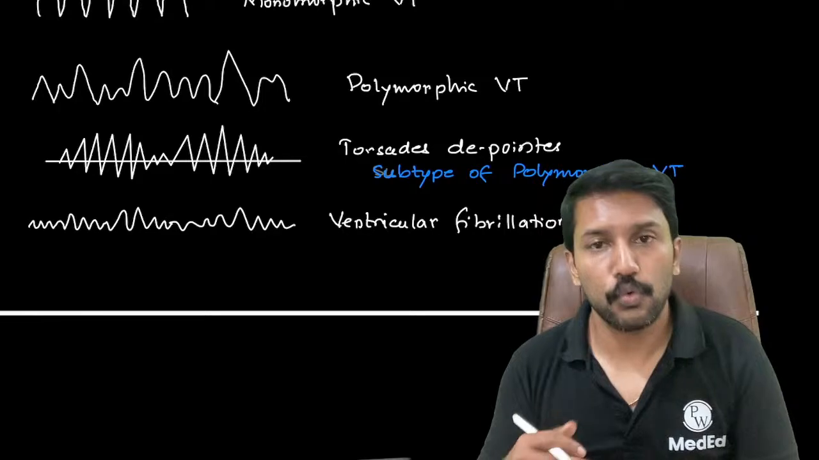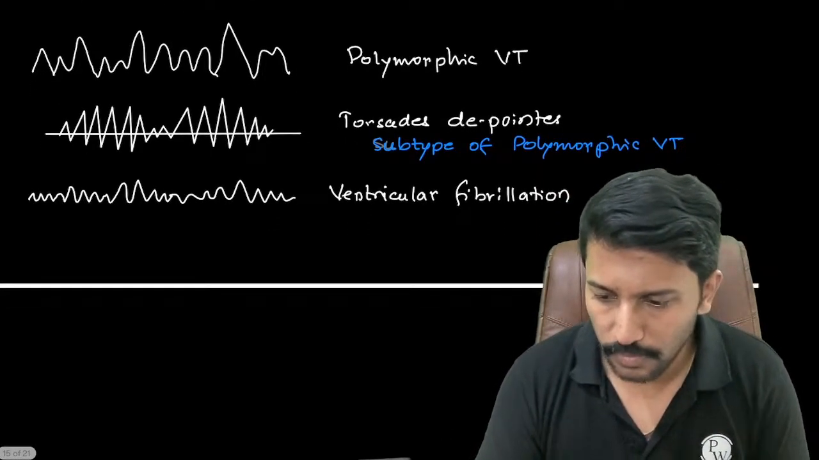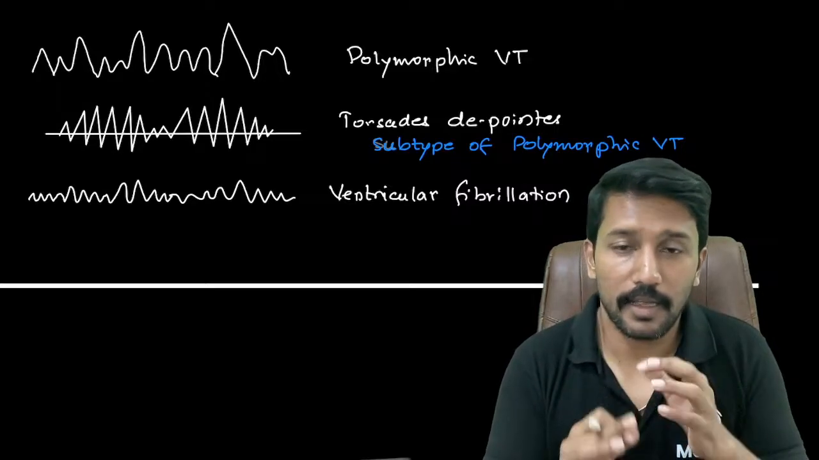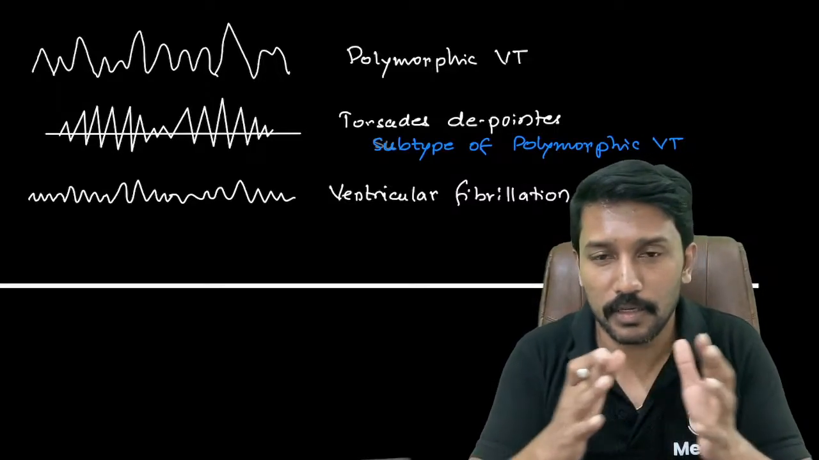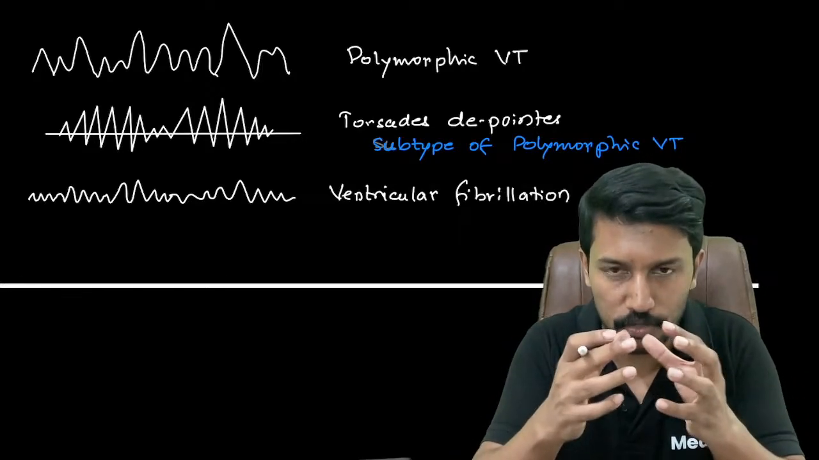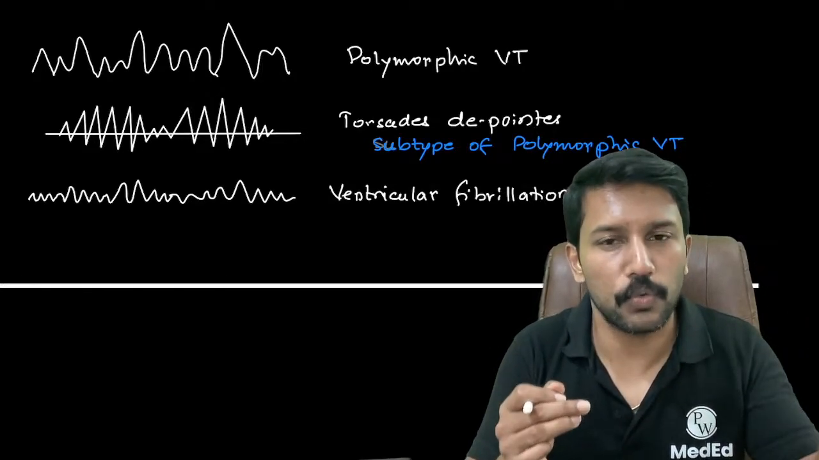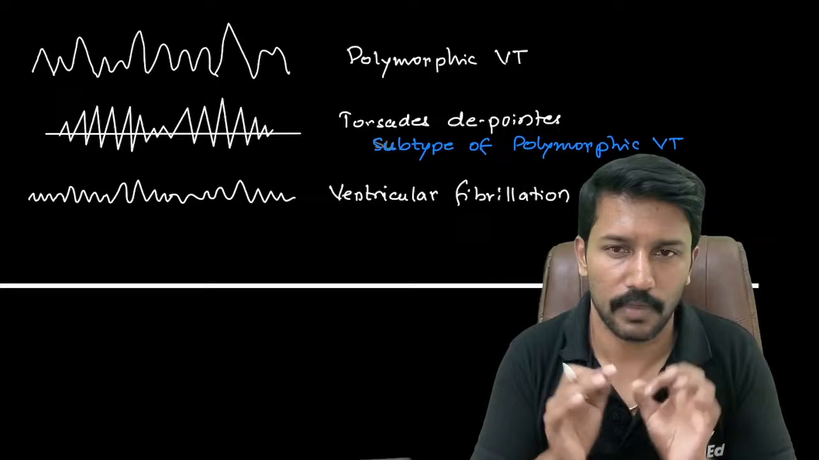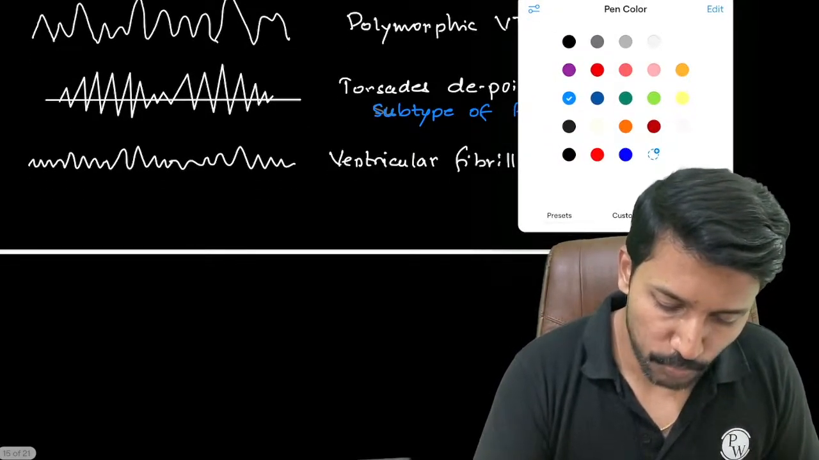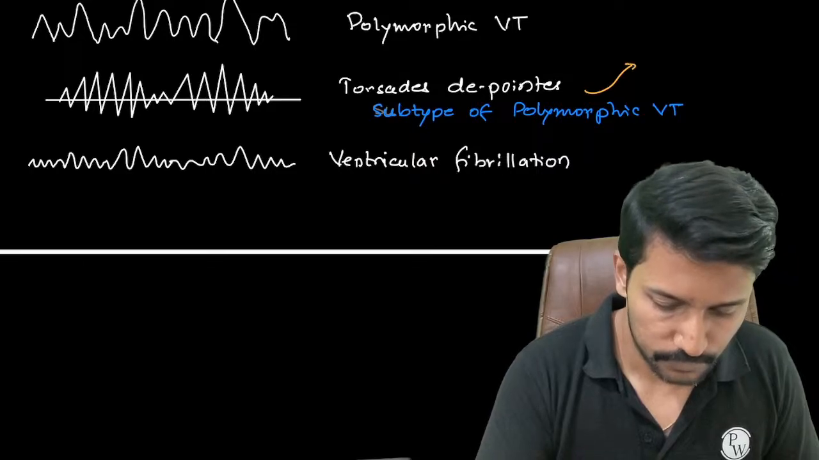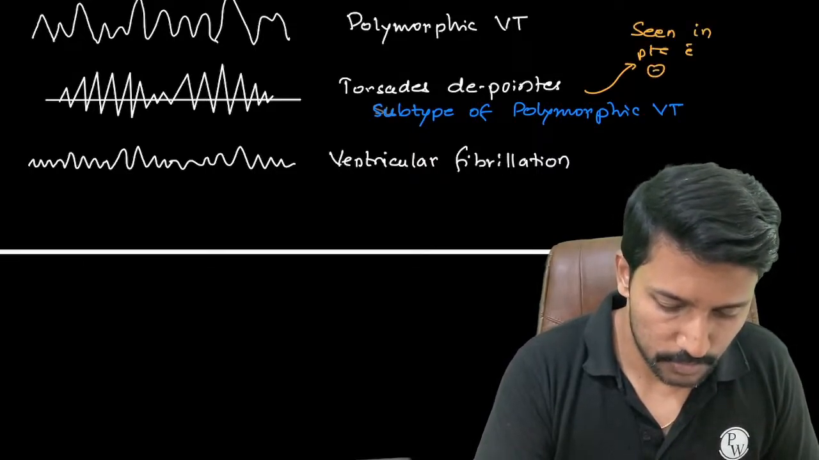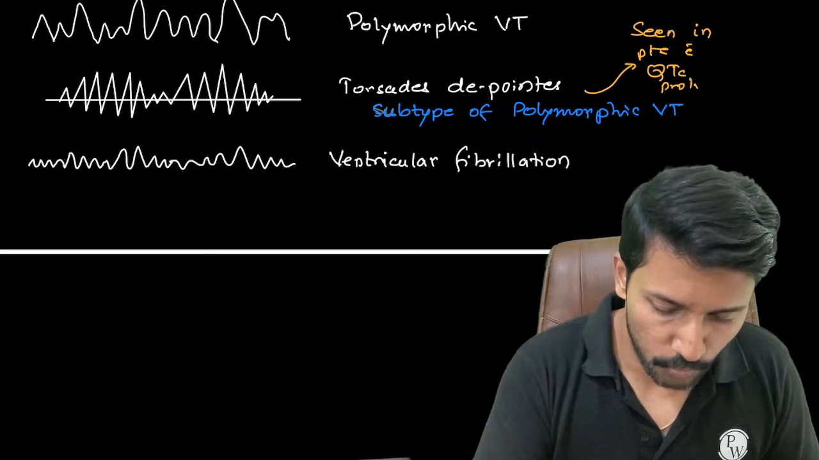This is typically seen in patients who have, most important cause, the underlying electrophysiological mechanism, an increase in the QT interval. Drugs and electrolyte abnormalities which cause QT prolongation push you towards the development of Torsades de Pointes, right? So can anybody give me an example of a drug which can cause QT prolongation, seen in patients with QTc prolongation?